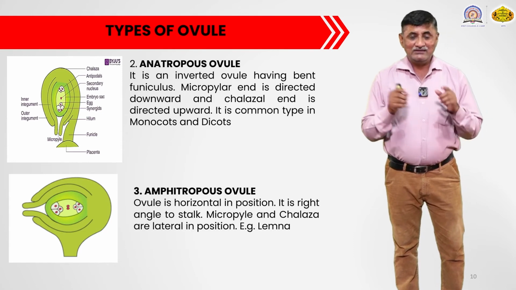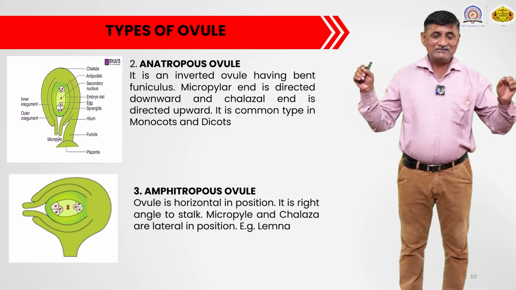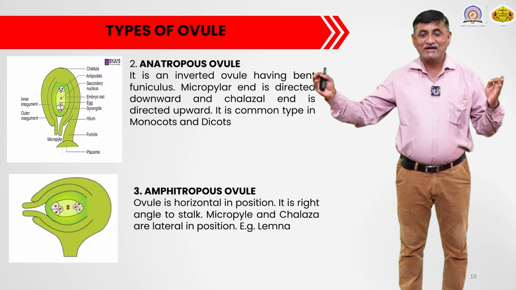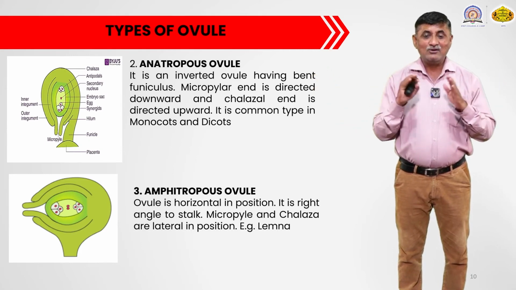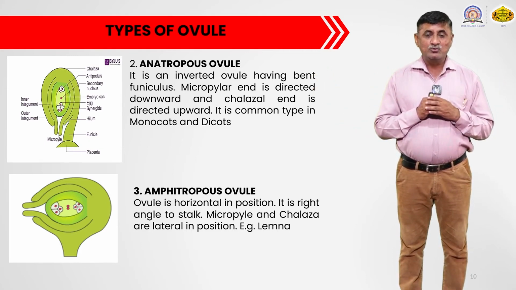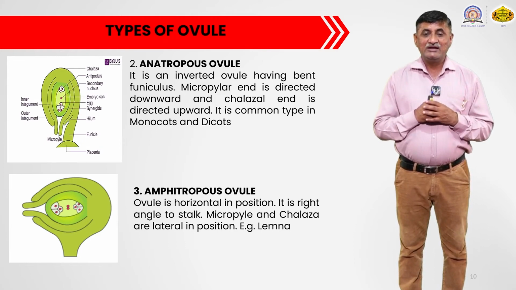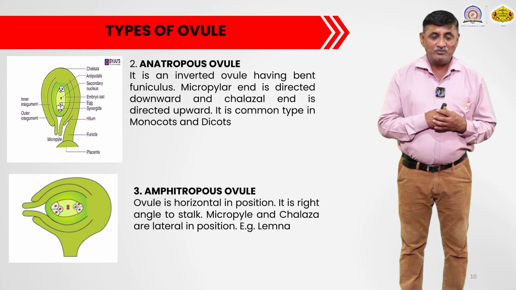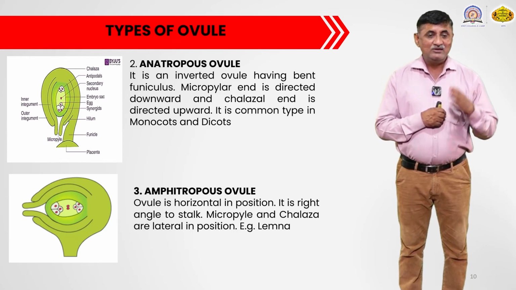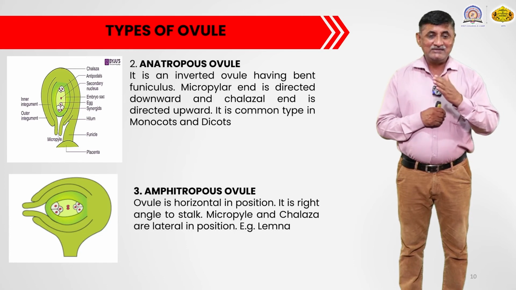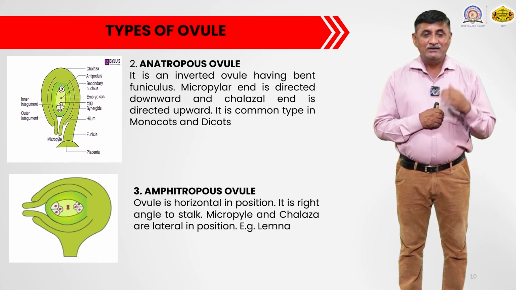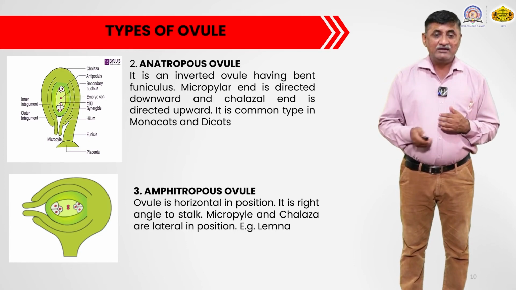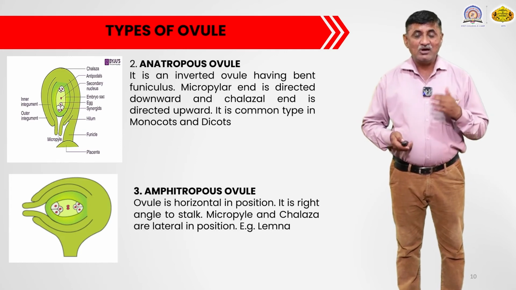You can see the micropylar end is at one side and chalaza is at the other side. So they are lateral to one another, and this kind of ovule is found in aquatic plants like Lemna. You can see the picture of an Amphitropous ovule showing the micropylar end, chalazal end, then integument, nucellus, embryo sac, and funiculus, funicle or stalk.